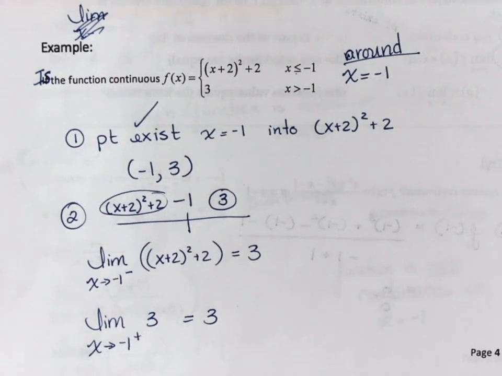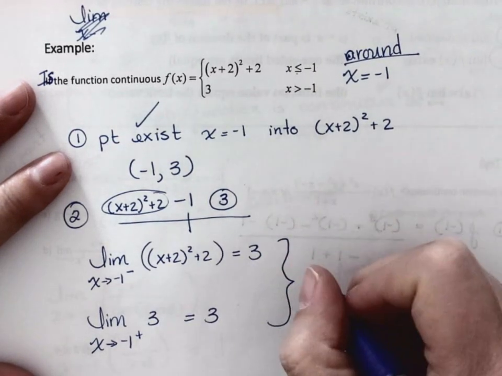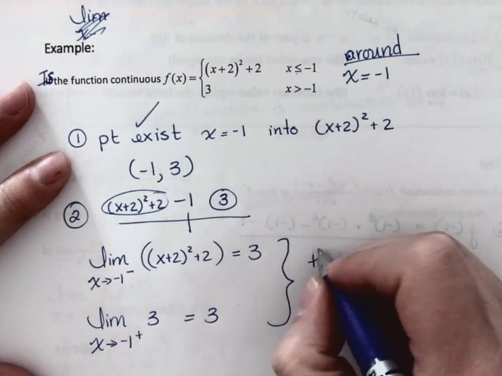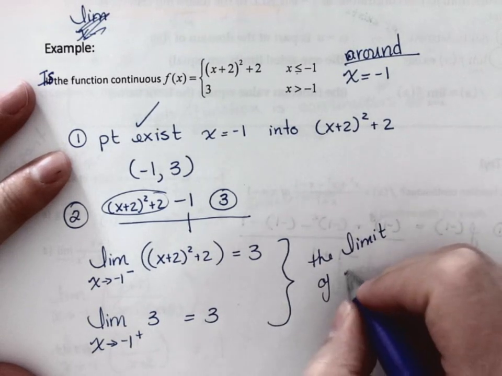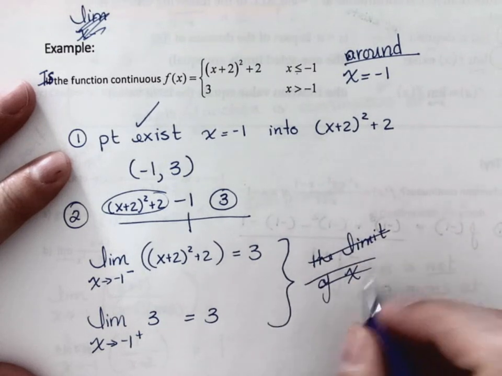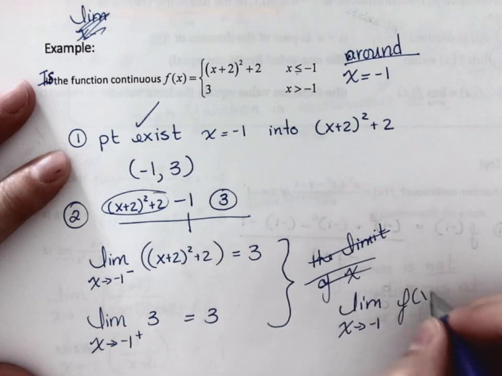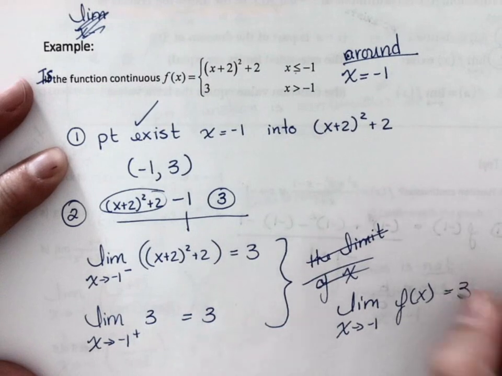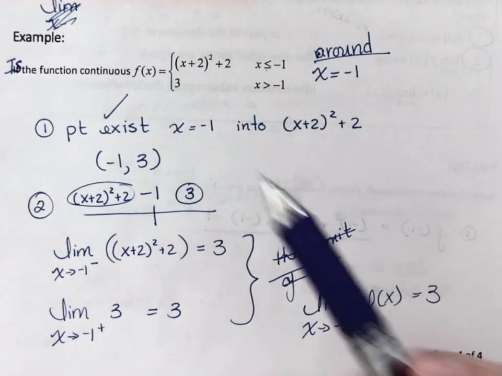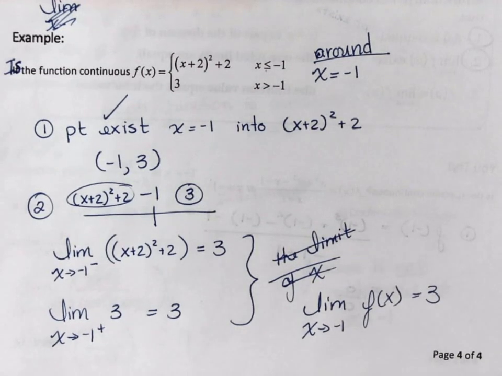So what do we know the limit of this function is? 3. Because the left-hand side and the right-hand side are the same. Maybe I should write it out in limit notation. So the limit as x approaches -1 of f of x, because f of x is that whole thing together, is equal to 3. So we know the point exists at 3. We know the limit is 3. So is the graph continuous at x equals -1? Yes, it is.